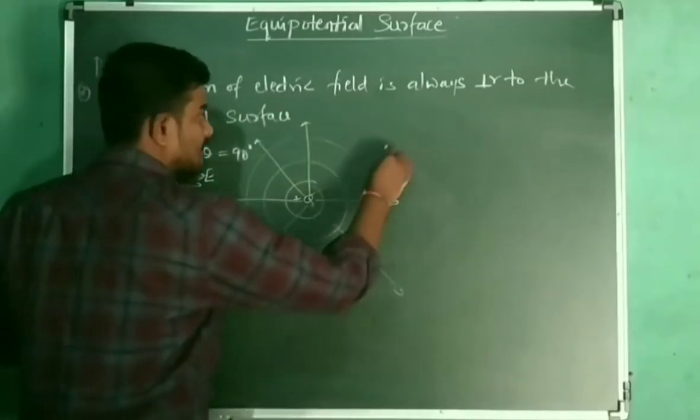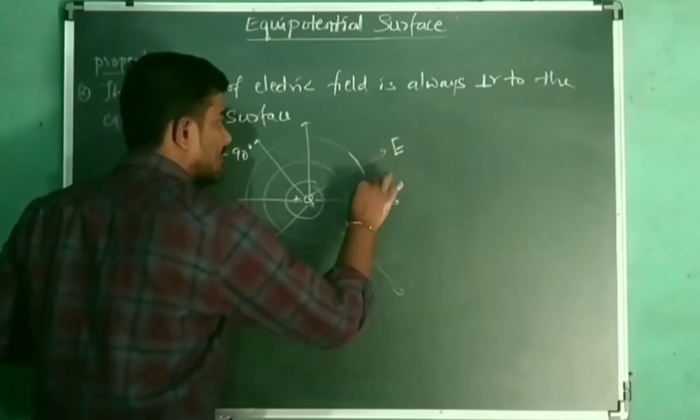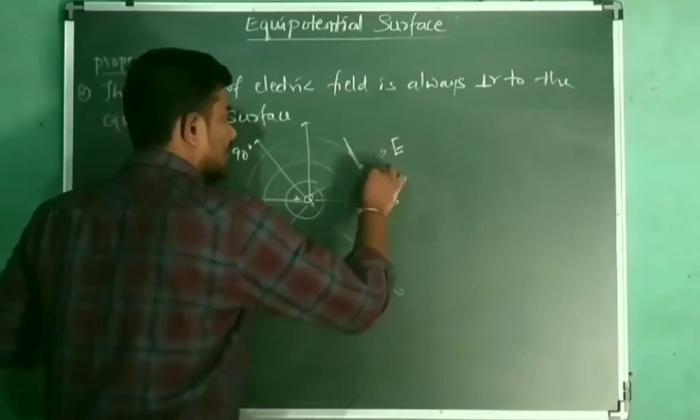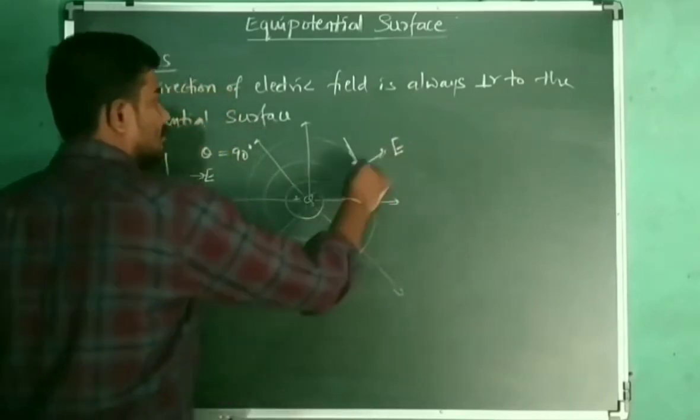Okay, see here, this is the direction of electric field and this is the surface. Okay, the angle is how much? Tangent actually. This is tangent and this is electric field. Angle is how much? 90 degree.